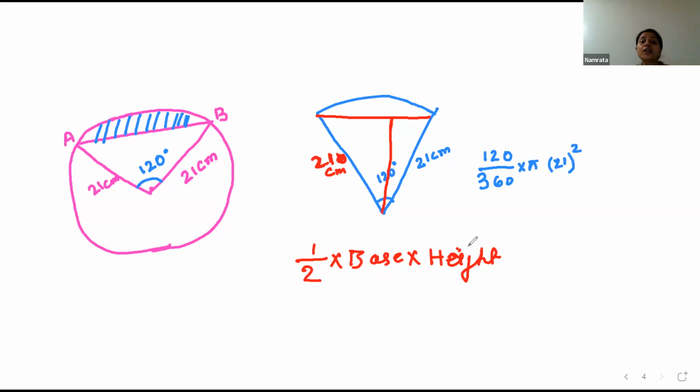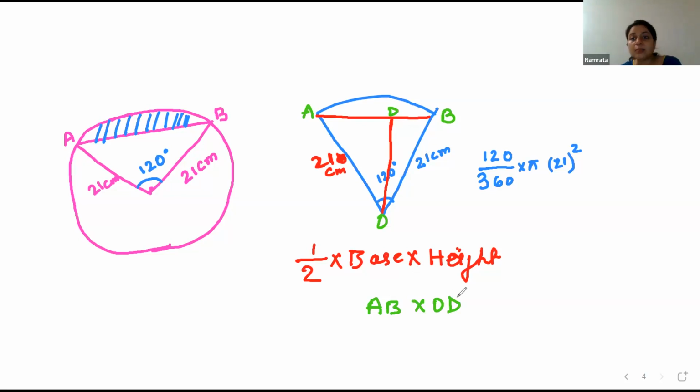Now what about triangle area? How we will find the triangle area? The triangle area formula is 1 by 2 into base into height. Do we know base of this triangle AB? No. Do we know height? No. We don't know anything over here. So how we will find the area of this triangle ABO? Base is AB. Height is OD. We don't know AB. We don't know OD. So how can we proceed with the area of this triangle?